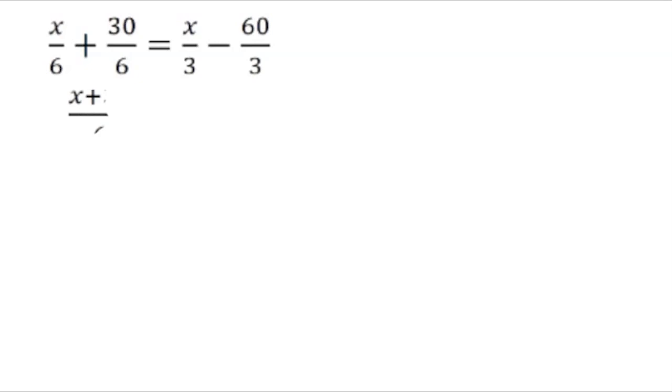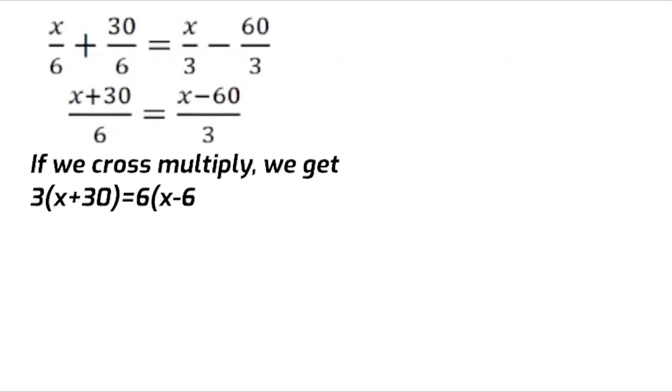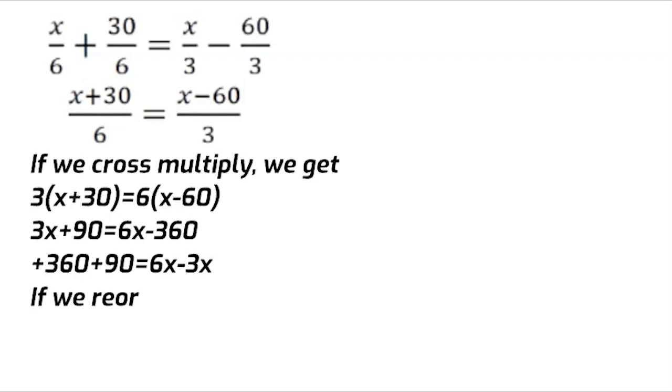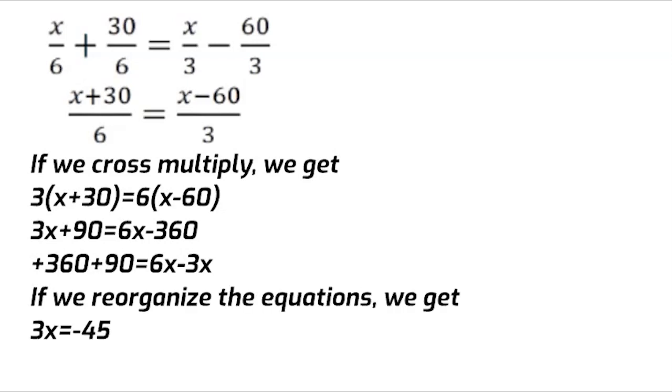When we add the fractions on both sides, we get x plus 30 over 6 equals x minus 60 over 3. Here, we need to cross-multiply. So, we get 3 times x plus 90 equals 6 times x minus 360. Remember, when a number switches across the equality, it changes its sign. So we get 6 times x minus 3 times x equals 360 plus 90. And we get x as 150.